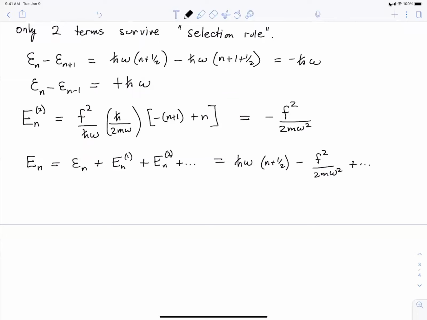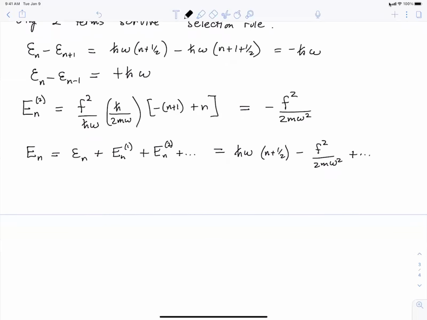So notice our correction here turned out not to depend on n, which is fairly unusual. We'll see the reason why that happened in a little bit, but you shouldn't expect that to always happen. Usually it will depend on the state. Here it didn't depend on the state, it turns out.